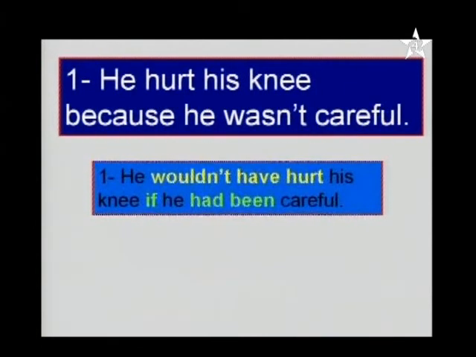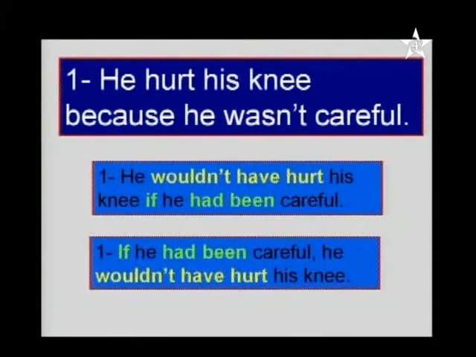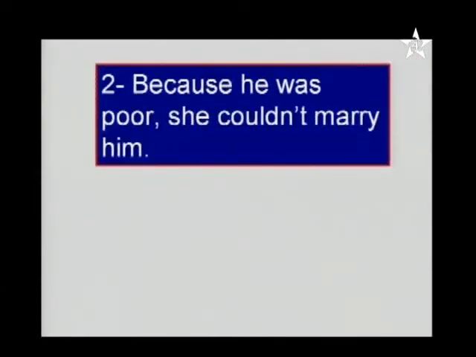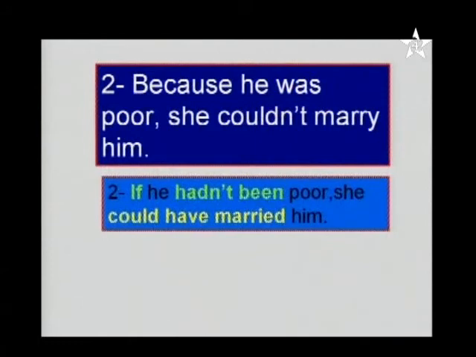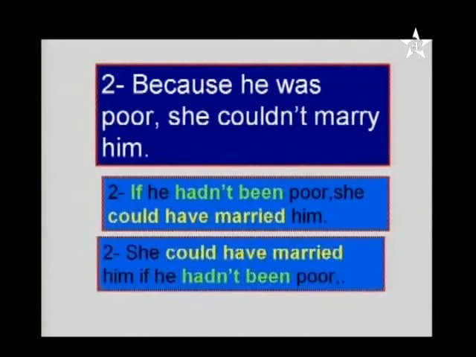How can we write this sentence in conditional 3? We can say, for example, he wouldn't have hurt his knee if he had been careful. Another possibility, if he had been careful, he wouldn't have hurt his knee. Second example: she could have married him if he hadn't been poor.